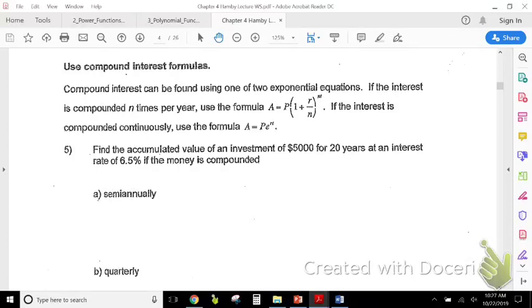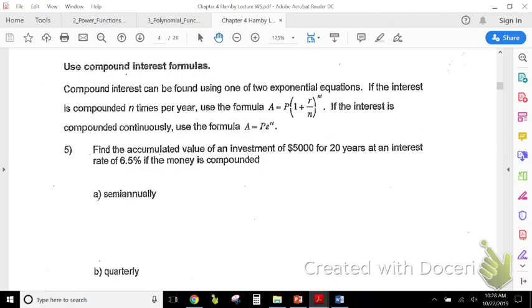All right, example 5. It says use compound interest formulas. Compound interest can be found by using one of two exponential equations. If the interest is compounded n times per year, use the formula A equals P times 1 plus r over n raised to the nt. If the interest is compounded continuously, then use the formula A equals P times e raised to the rt.